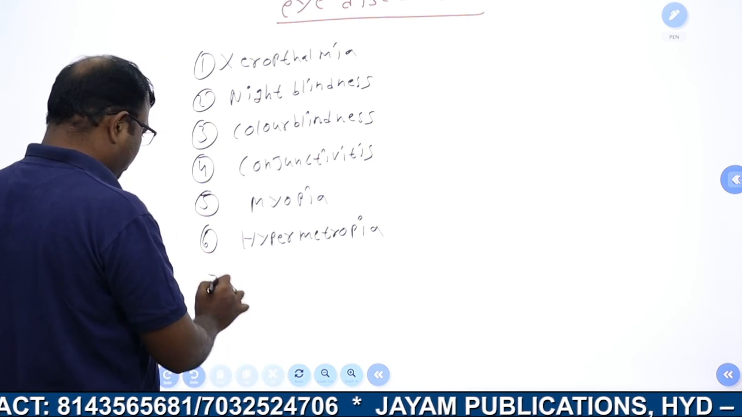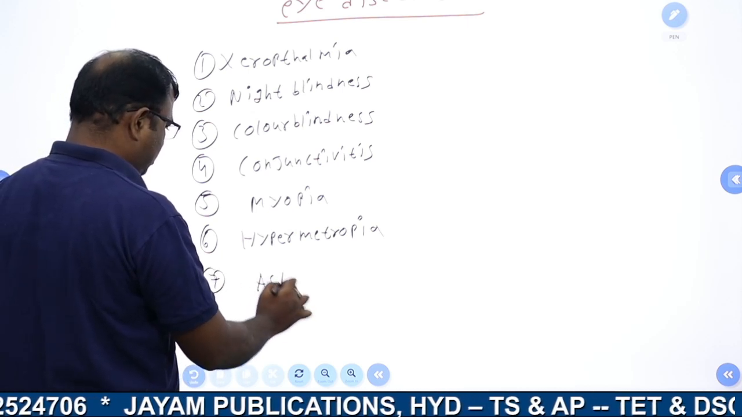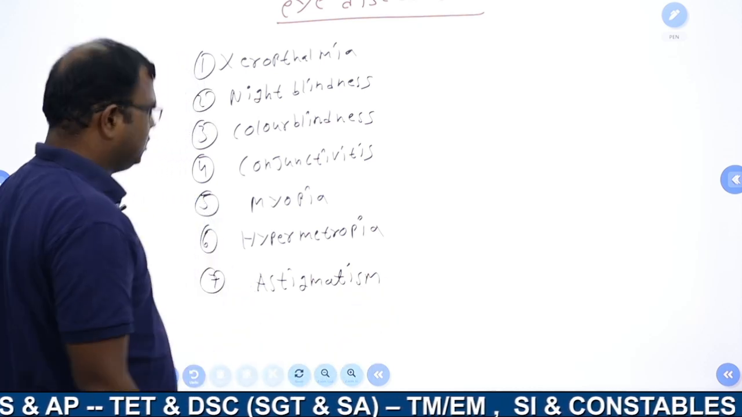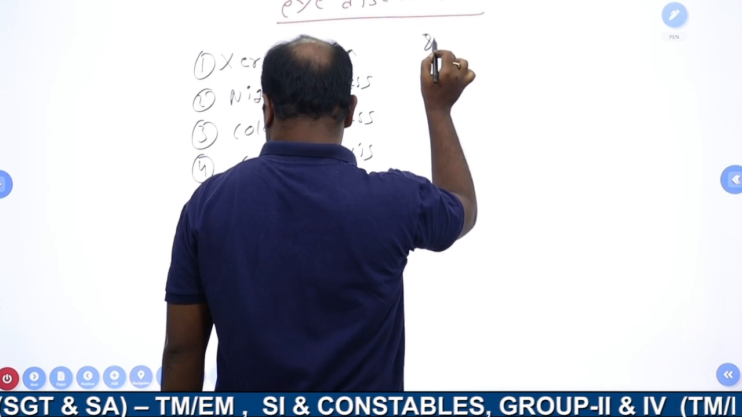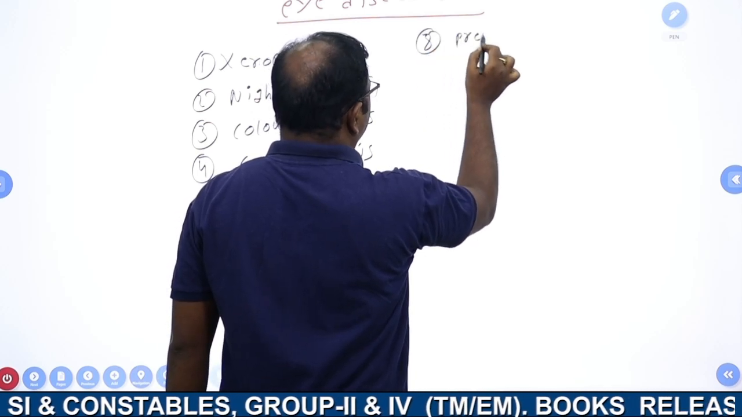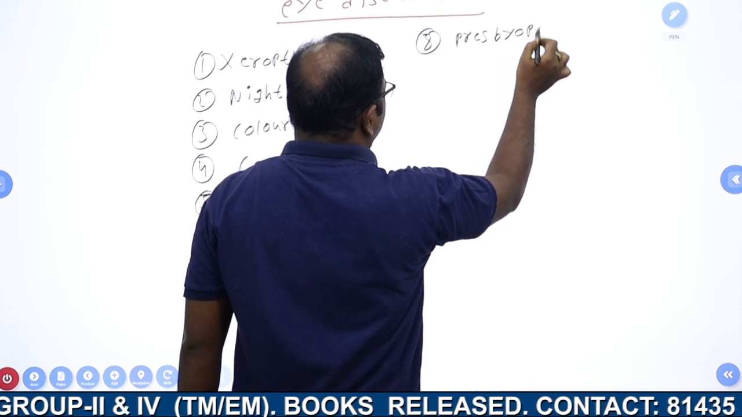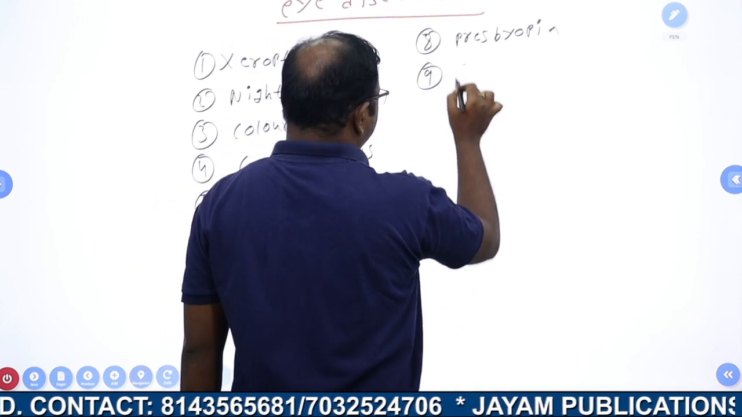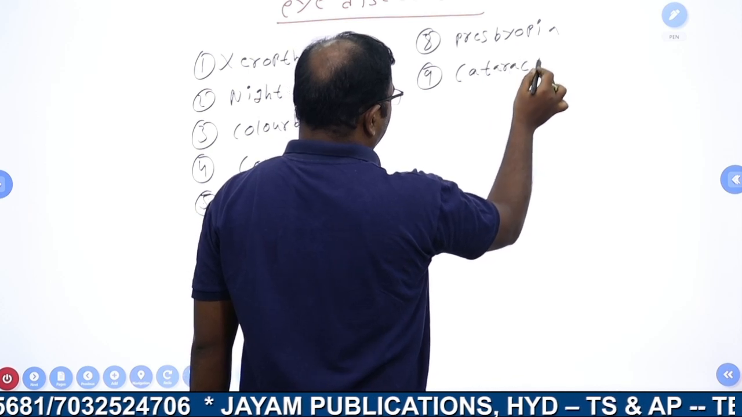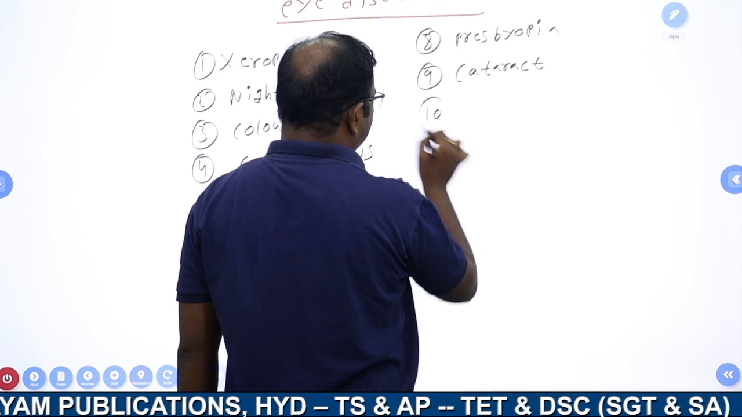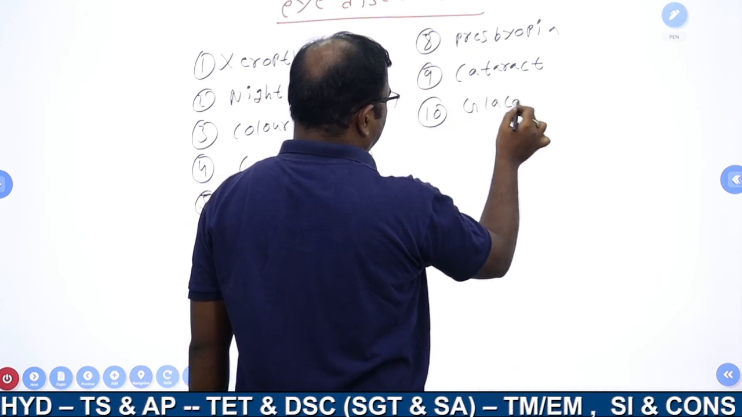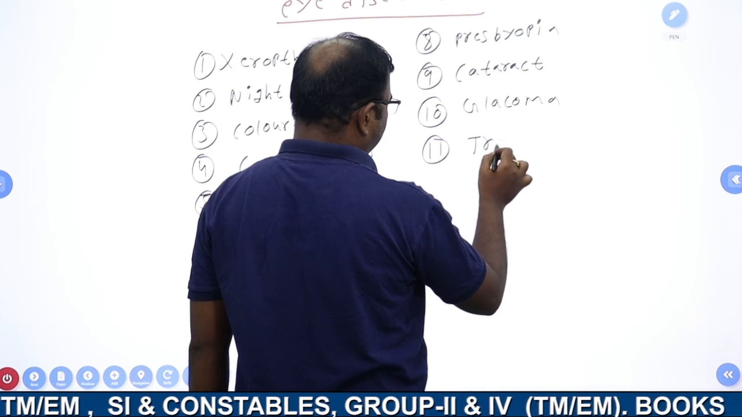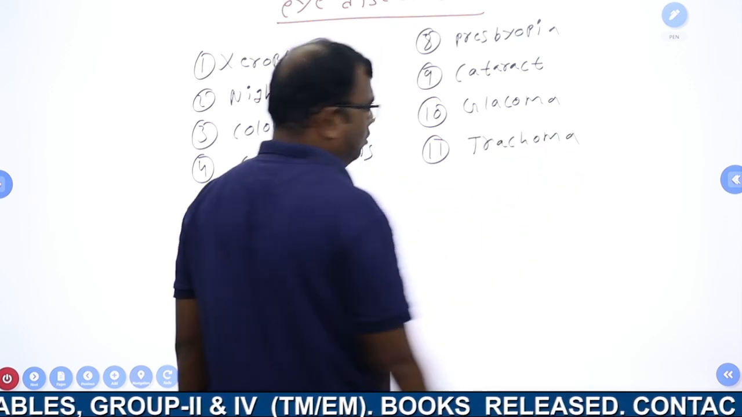Sixth one, hypermetropia. Seventh one, astigmatism. Eighth one, presbyopia. Ninth one, cataract. 10th one, glaucoma. 11th one, trachoma.